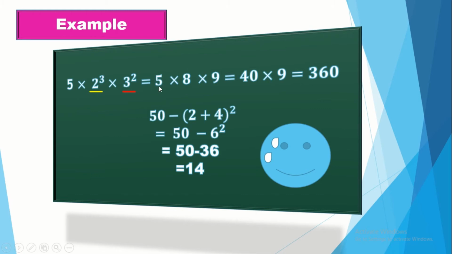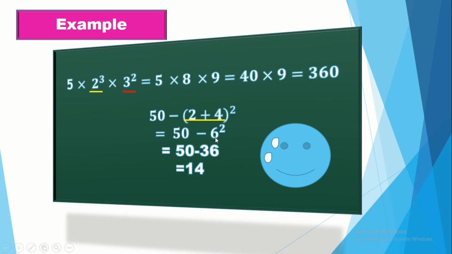We have 5 times, we copy it. Now we can start solving. 5 times 8 is 40, times 9. We copy it. 40 times 9 is 360. Another example, as you see, we have minus, parentheses, plus, power. How to start solving? Sure, we start with the terms between parentheses. 2 plus 4 is 6.